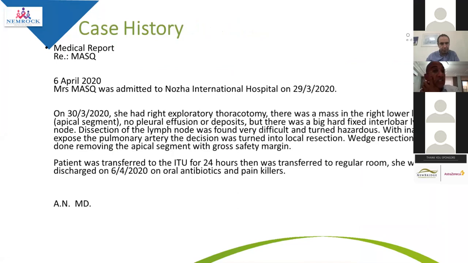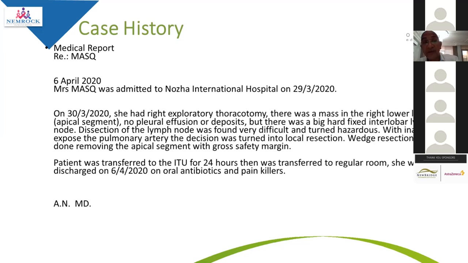She went and had an exploratory thoracotomy. The mass in the right lower lobe was removed, but then there was this hard, fixed interlobular node that was very difficult to remove, and accordingly the surgeon did not remove it because there was an exposure to the pulmonary artery. The decision was turned into just a wedge resection, removing the lung mass without removing that lymph node. She was well after that, and she was discharged.